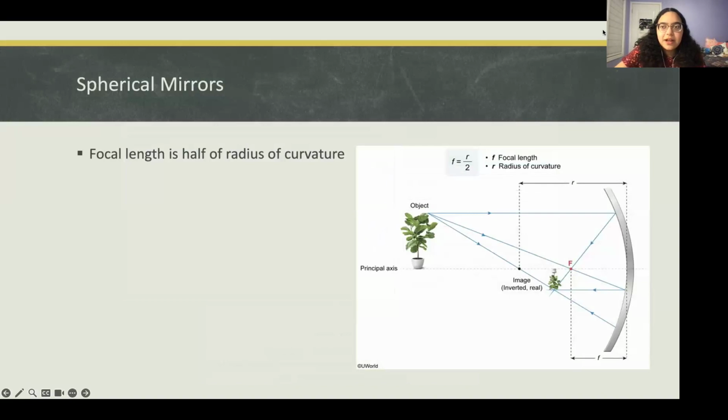Spherical mirrors, you have a focal length that's half of the radius of your curve. If you were to make that curve into a full circle, you have your radius, and half of that is your focal length. And so you have different looking images there, and you just want to take that focal point and either draw a ray that will go parallel, straight, and then bounce back and go through the focal point, or go through the focal point and then be straight after, as you can see in the diagram.